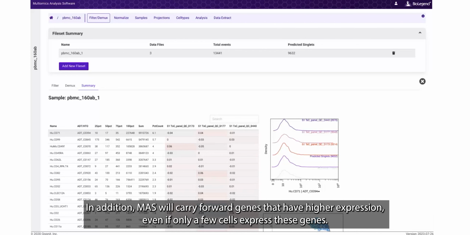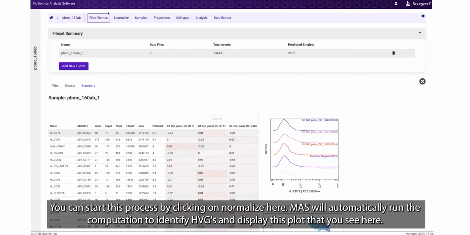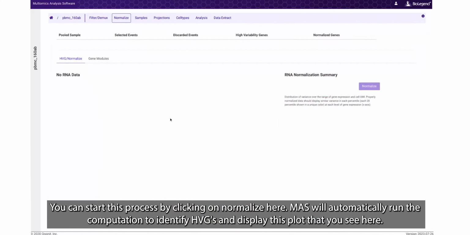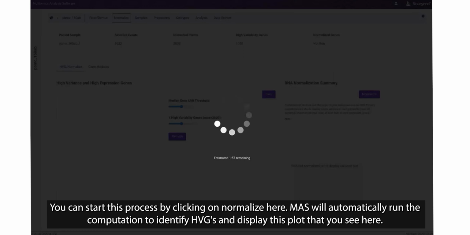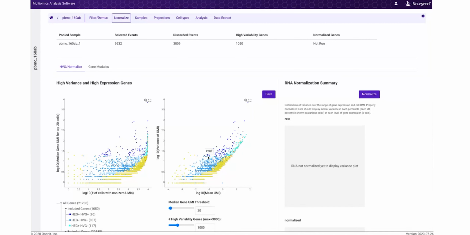So the first step in RNA data processing is to identify these genes with sufficient variance. In addition, Mass will carry forward genes that have high expression even if only a few cells express these genes. You can start this process by clicking on Normalize here. Mass will automatically run the computation to identify HVGs and display this plot that you see here.